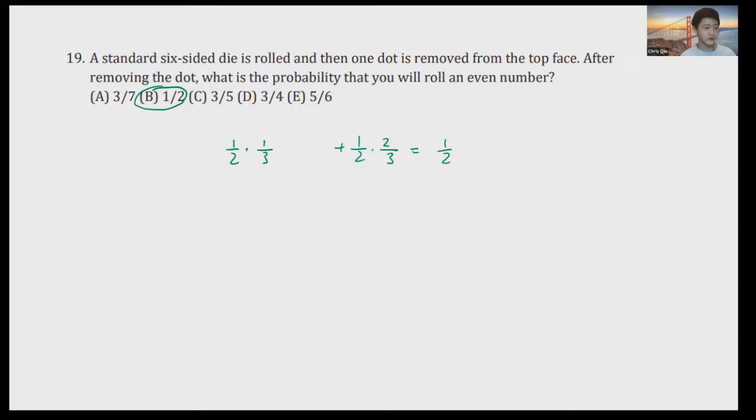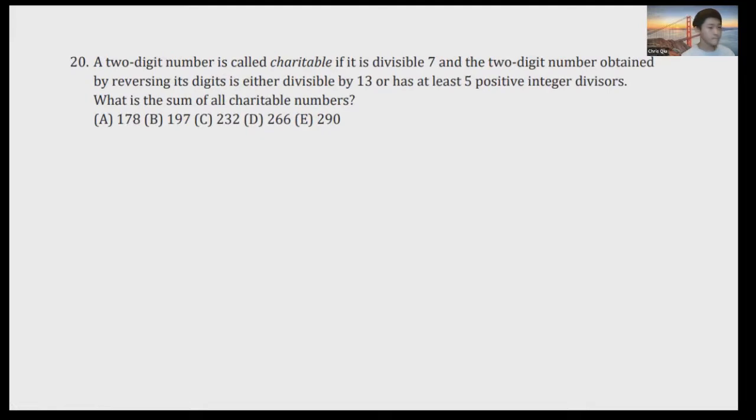All right, so that's problem number 19. Let's move on to problem number 20. So we call a 2-digit number charitable if it's divisible by 7, and also the two-digit number obtained by reversing its digits. So we're going to swap its 2 digits, and the new number is going to be a 2-digit number. This number is going to be either divisible by 13 or it has at least 5 positive integer divisors. And we want to find the sum of all charitable numbers.